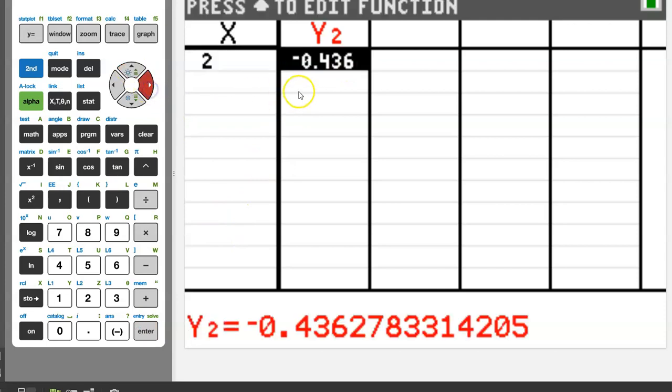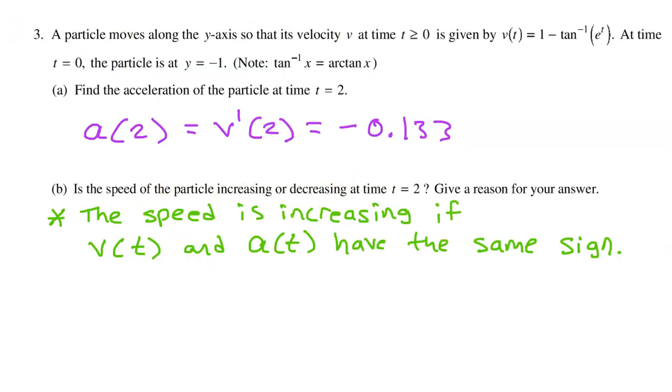By the way, if I needed more decimals, I could just highlight it and here's a bunch of them. But 3 decimals is perfect for the AP exam. So negative 0.436. So I'm going to say that V at 2 is equal to negative 0.436. Notice that these are both negative, so therefore the speed is increasing.